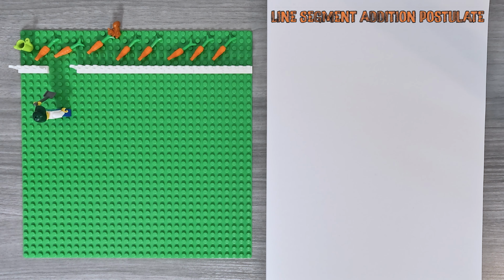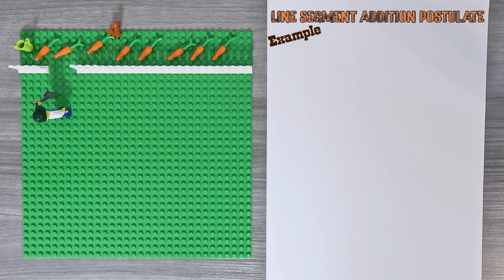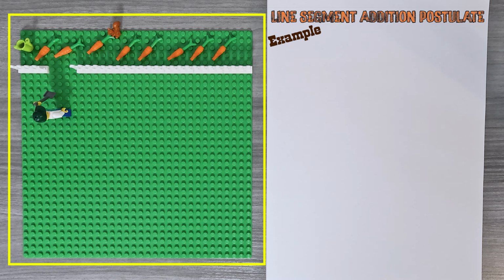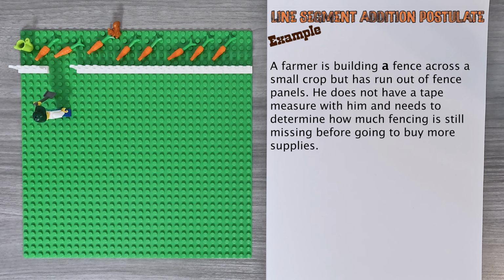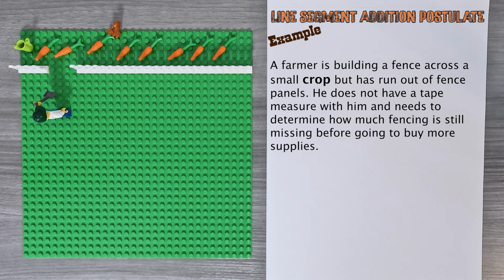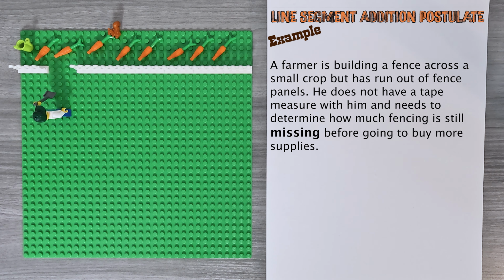In this video, we're going to work through a line segment addition postulate example question, and it's going to be based on the Lego build that we have here. The situation we're given is that the farmer is building a fence across a small crop, but has run out of fence panels. He doesn't have a tape measure with him and needs to determine how much fencing is still missing before going to buy more supplies.